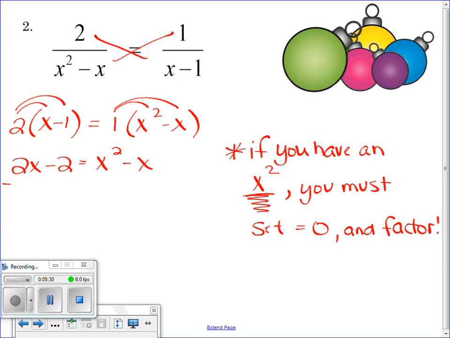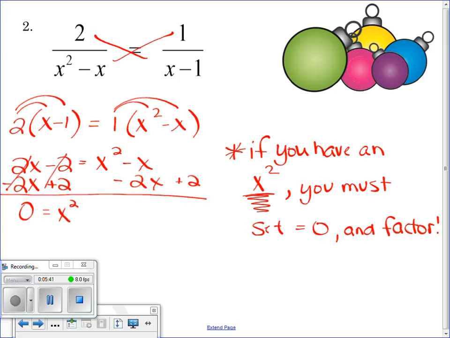All right, so that means I need to move the 2x, subtract that. I need to add the 2. So 0 equals x squared minus 3x plus 2. All right, so if you have an x squared, automatically move everything, set it equal to 0 so that we can go ahead and solve them. So how does this factor?